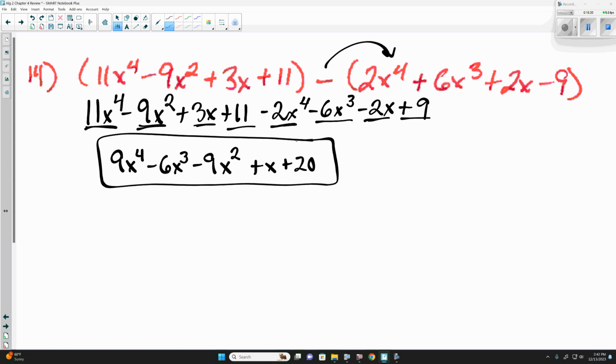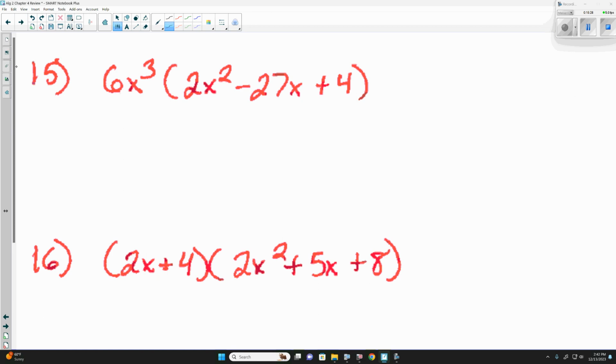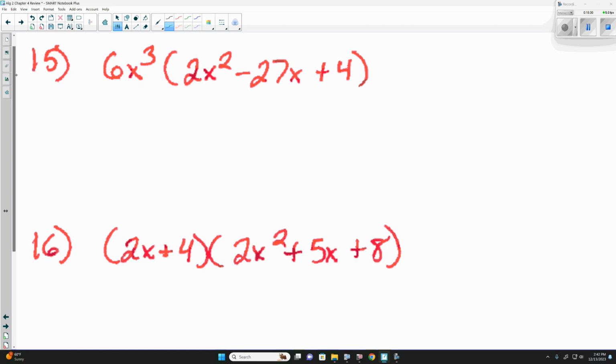Questions on 1 through 14? We good with 1 through 14? Questions on 15 or 16? Multiply through. Which one do we want to see?